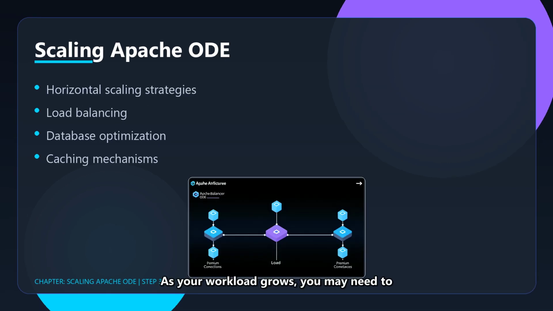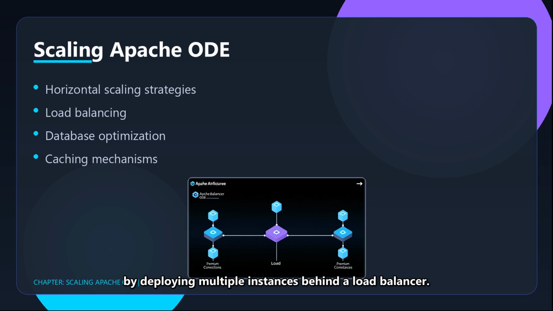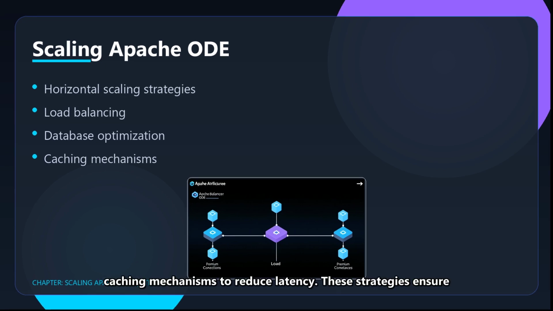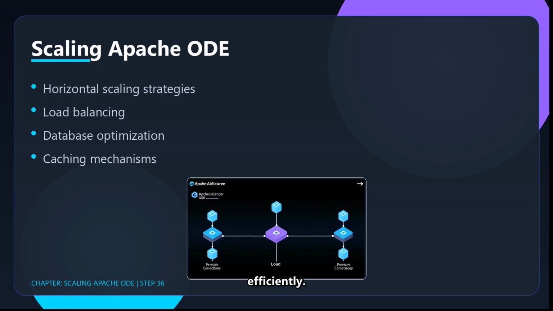As your workload grows, you may need to scale Apache ODE. Horizontal scaling can be achieved by deploying multiple instances behind a load balancer. Optimize your database for better performance and implement caching mechanisms to reduce latency. These strategies ensure that your orchestration engine can handle increased demand efficiently.